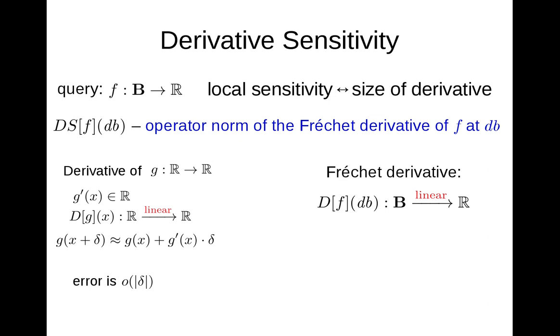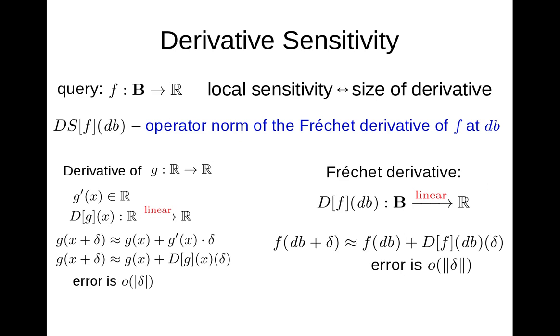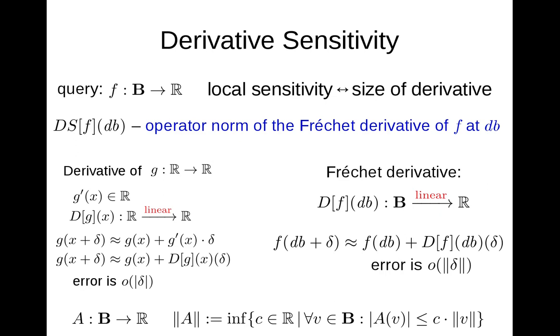And then this approximate equality can be rephrased as follows, that this is the change d of g at the point x applied to the change delta. And indeed, the Fréchet derivative is similarly defined. So now this linear operator must work like this. But again, when we change this argument a little, now delta is also a multidimensional change. Delta is again an element of the Banach space, so that when we apply the Fréchet derivative to delta, well, we almost get f at point db plus delta, where again the error is negligible in the size of delta. The other part, operator norm, just states how much it could increase the length of its argument.